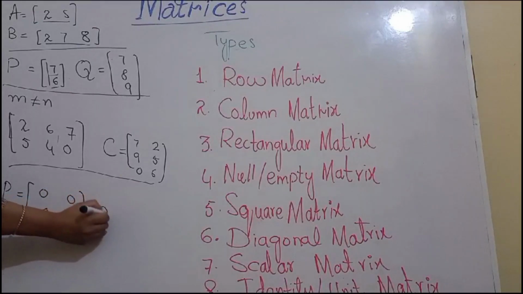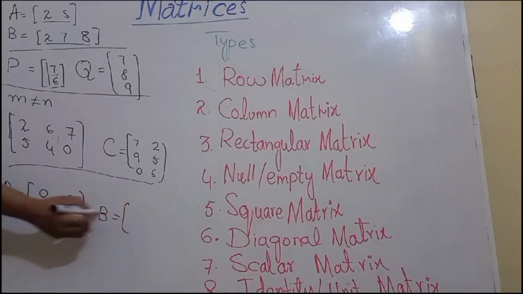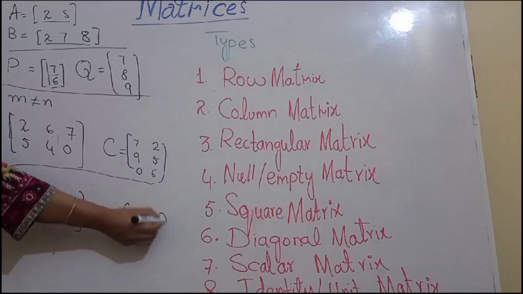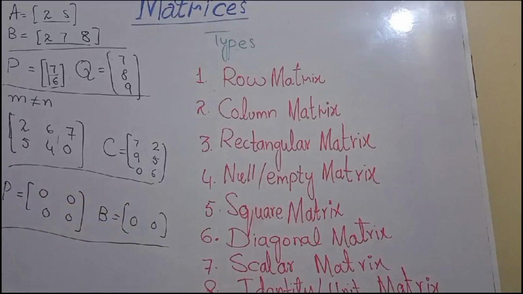Or we say B equals to 0, 0. That is also a null matrix. So any matrix that contains only 0 as its element is known to be a null matrix.